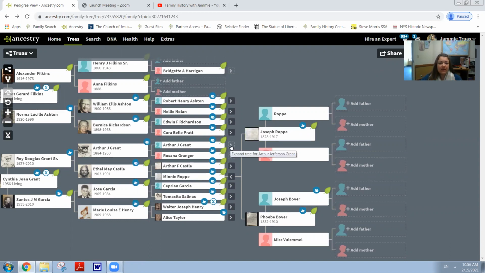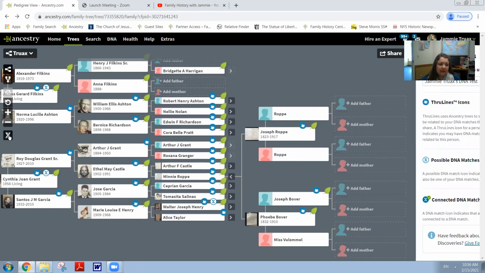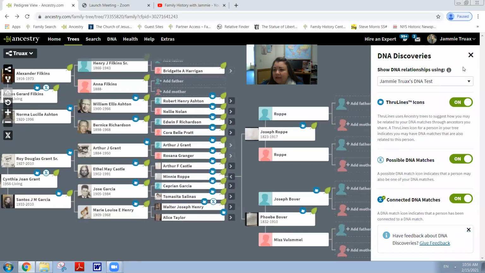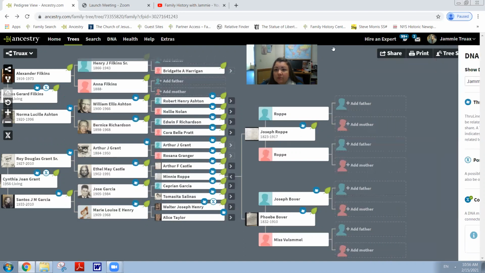So in order to turn these on your tree, see this right here, this DNA helix? It's on the left side, click it. And this menu opens up on the right side. And you can choose what you want on. So I want my ThruLines on, possible DNA matches, and connected DNA matches. That means we are connected by DNA. So I'm going to close this out.